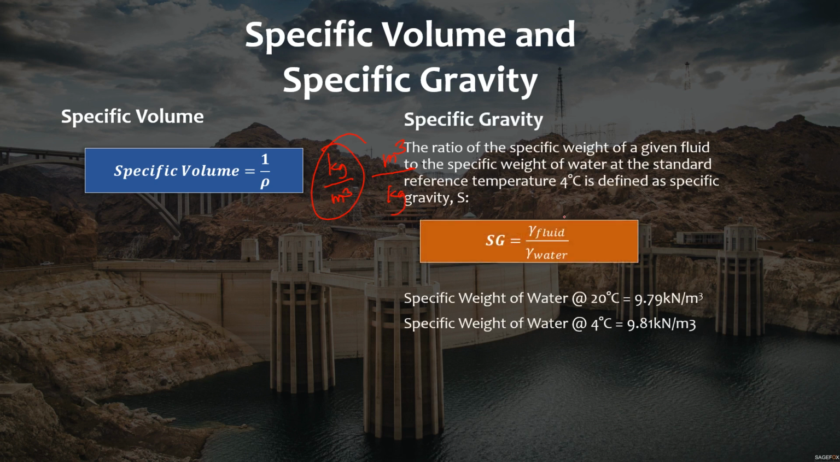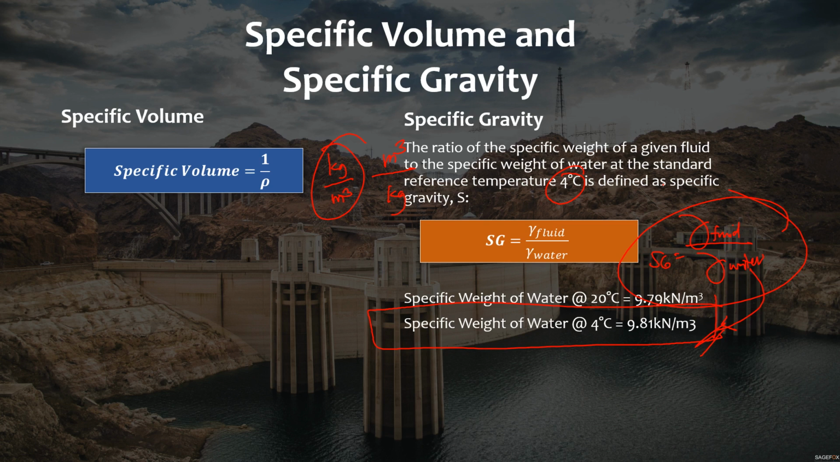And the specific gravity is the ratio of the specific weight of a given fluid to the specific weight of water at the standard reference temperature of 4 degrees Celsius. So, ito yung standard natin. 9.81 kN per cubic meter. Ang specific weight ng water at 4 degrees. Yan. So, kunyari, meron kang unit weight of any fluid, divide mo lang yan ng unit weight of water, which is yung standard na 9.81, okay, that will be your specific gravity.